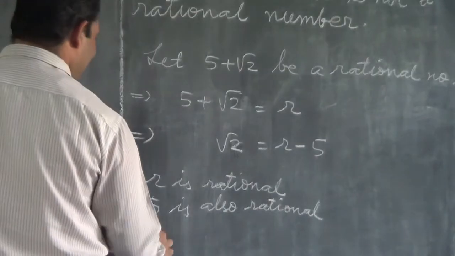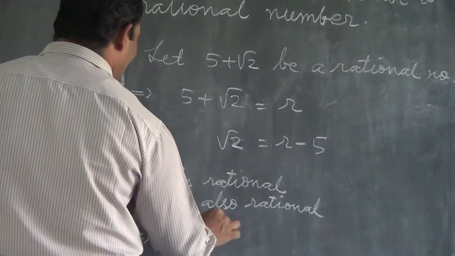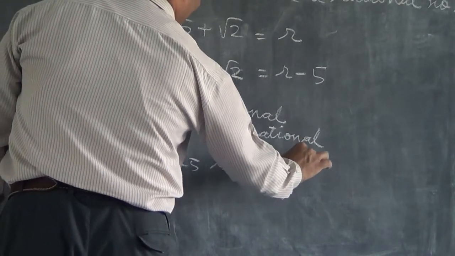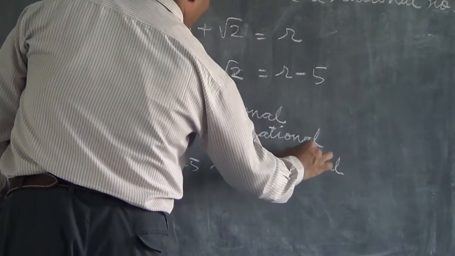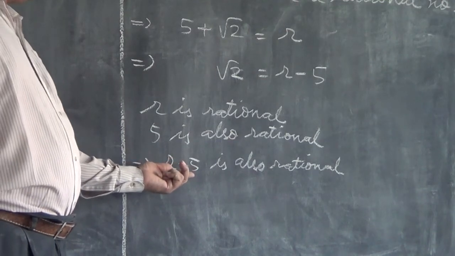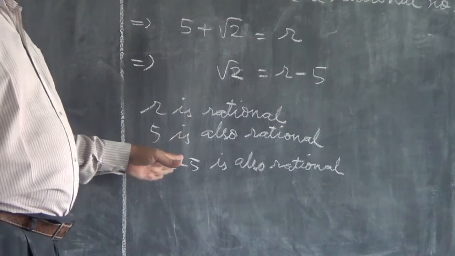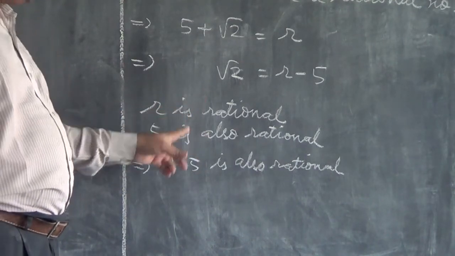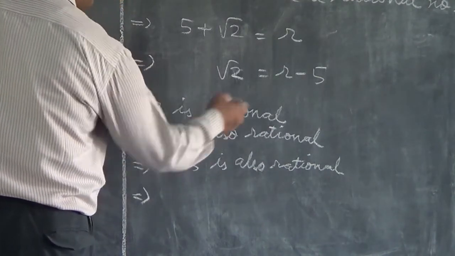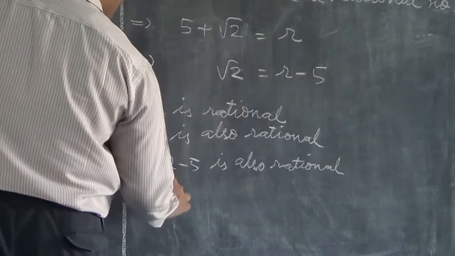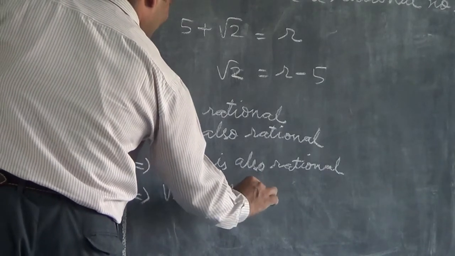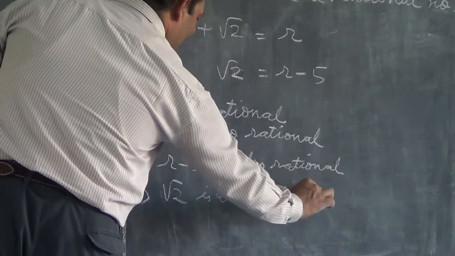That implies r minus 5 is also rational, because the difference of two rational numbers is always rational. That is why r minus 5 is also rational. That implies, see, r minus 5 equals root 2. That implies root 2 is also rational.